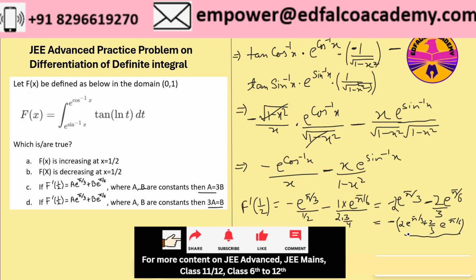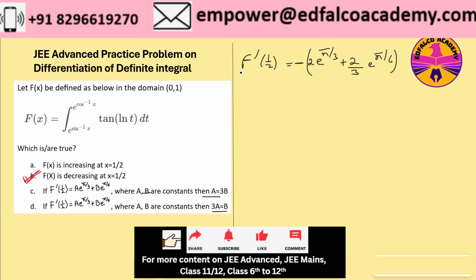e to the power pi by 3 we know is a positive number, e to the power pi by 6 is a positive number, 2 and 2 by 3 are again positive numbers, they are being added, so definitely it's going to be a positive number. But we have a minus sign in front of it, which will make the number negative. So this means that f dash at half is a negative number, and we have seen already that if we are getting a negative slope at x equal to half, then my function must be decreasing at x equal to half. So that means my B option seems to be correct.